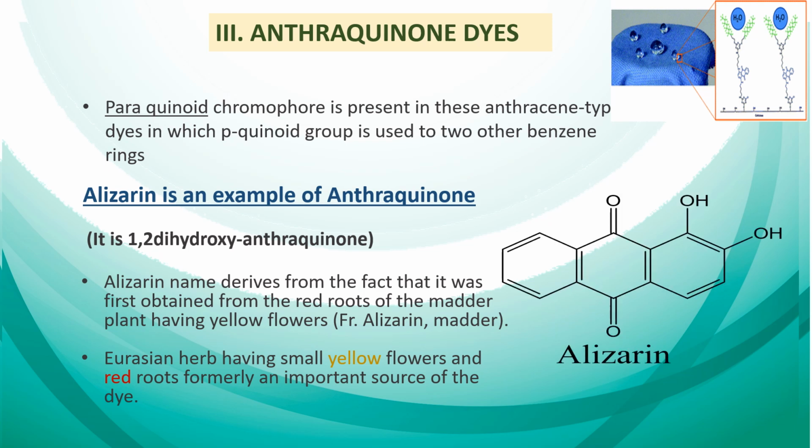Anthraquinone dyes. The p-quinoid group is the chromophore present in these. In these dyes, a quinone group is present between the two other benzene rings. Alizarin is a good example of anthraquinone. It is 1,2-dihydroxyanthraquinone. Alizarin is a name which derives from the madder plant, which has red roots and small yellow flowers, formerly an important source of a dye.